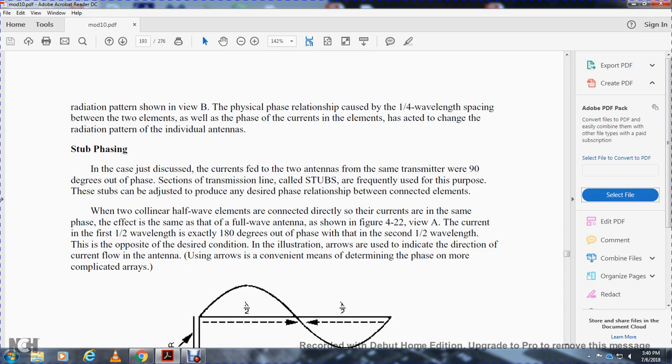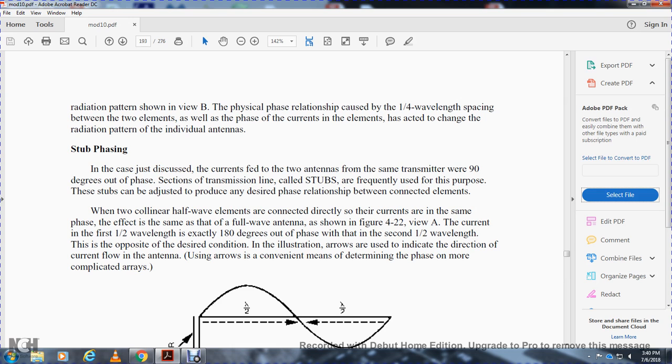Stub phasing. In the case just described, the currents of the two antennas come from the same transmitter, with a 90 degree phase section of transmission line called a stub. A frequent use for the stub is that it can be adjusted to produce the desired phase relation between the connected elements. Two collinear half-wave elements connected directly together have currents in the same phase, with the same effect as the full-wave antenna shown in figure 4-22.